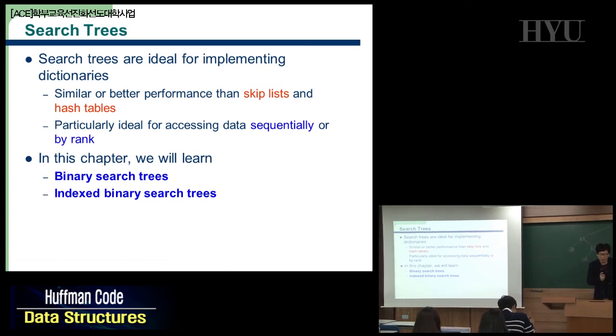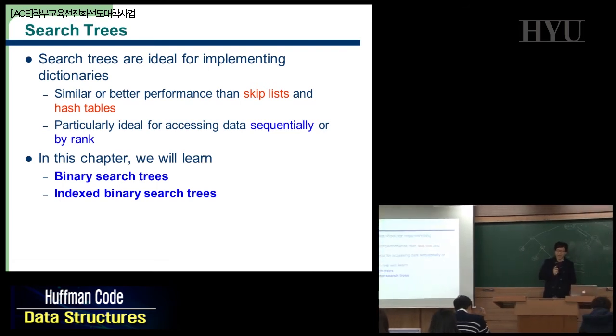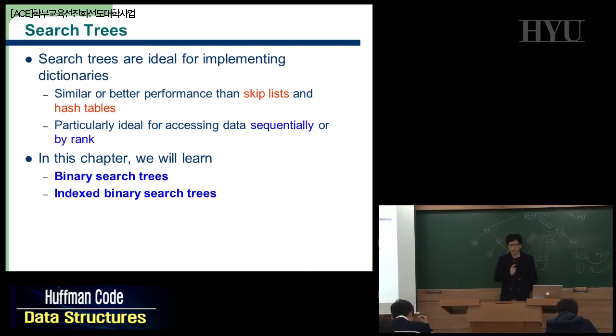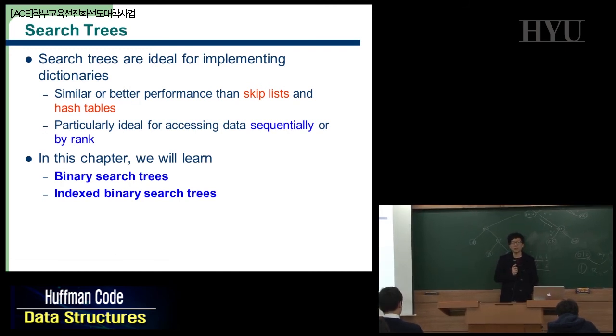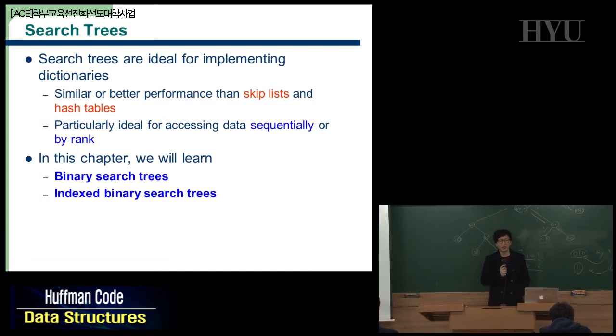Similar or better performance than skip list and hash tables. Skip list. The list with the extra pointers in it, you might be able to skip a couple of elements on its way, right? We discussed that. How do you draw that skip list?